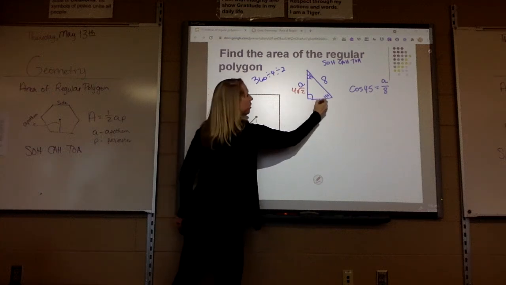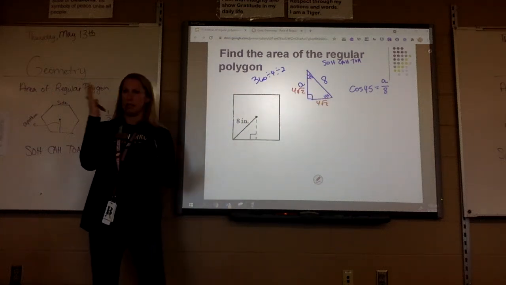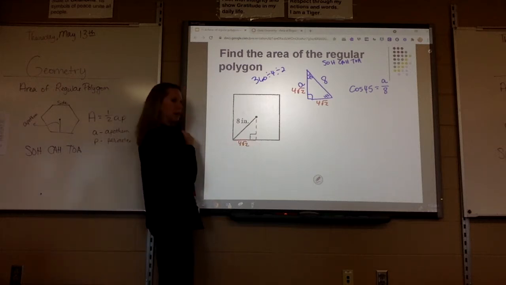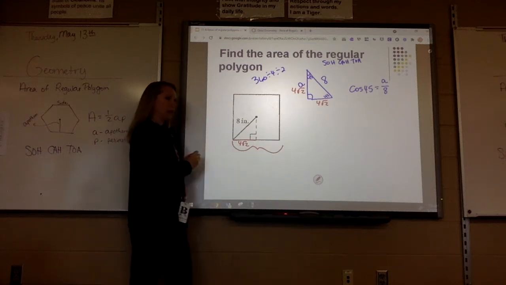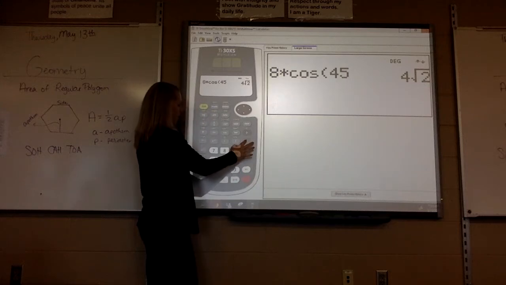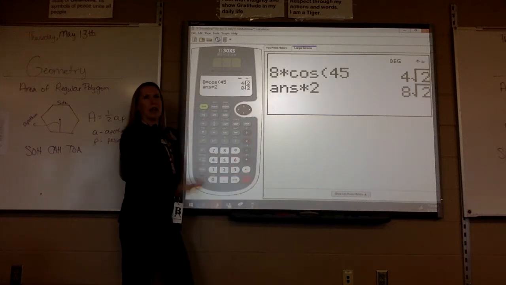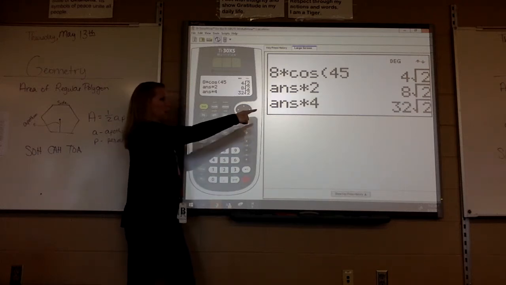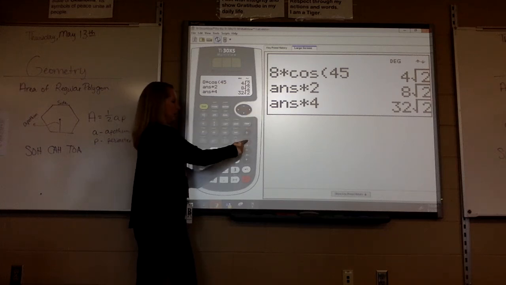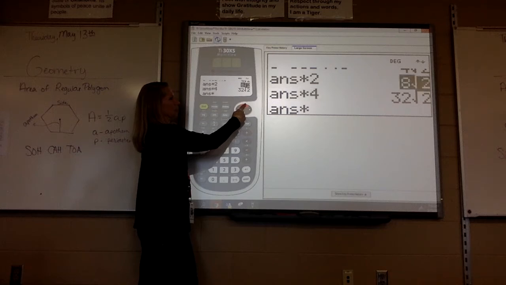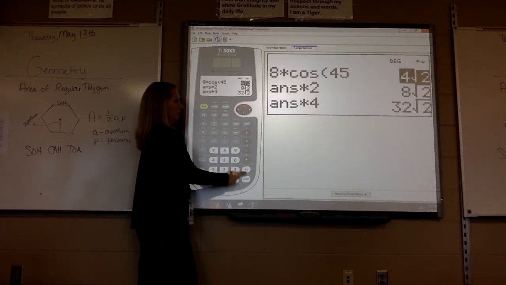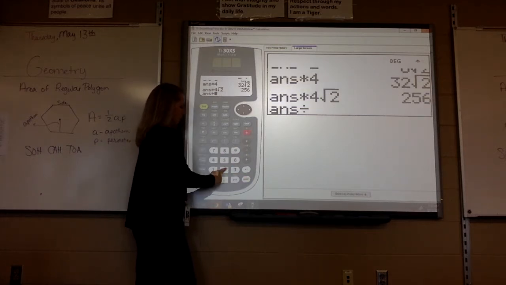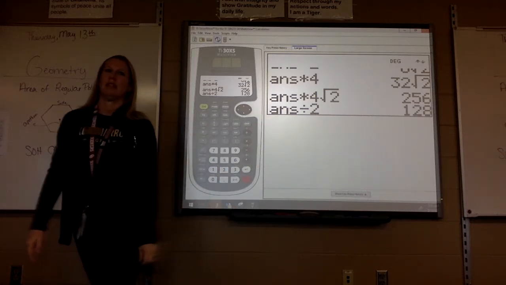I know that's my apothem. But guess what? It's also this piece because it's a 45, 45, 90. Since the angles are the same, the sides are the same. So if this is 4 radical 2, that's just half of my side. So what do I need to do to get the whole thing? Multiply by 2, times 2. And then times it by what to get the perimeter? 4 times 4. There's my perimeter. Do perimeter times apothem, which was 4 radical 2. And then what do we do at the very end? Divide by 2. 128. It's a lot of steps.